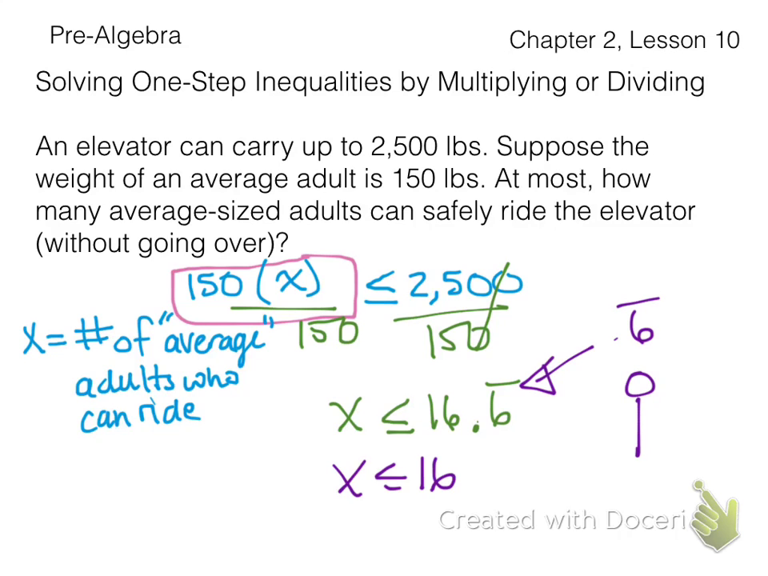That would be like, all right, here's my person. All right, before you can ride the elevator, we can cut you in half, right? No, that's not going to happen. So we can only take up to 16 people. We can take less than 16 people, but we cannot take more than 16 people because we're not cutting people in half.